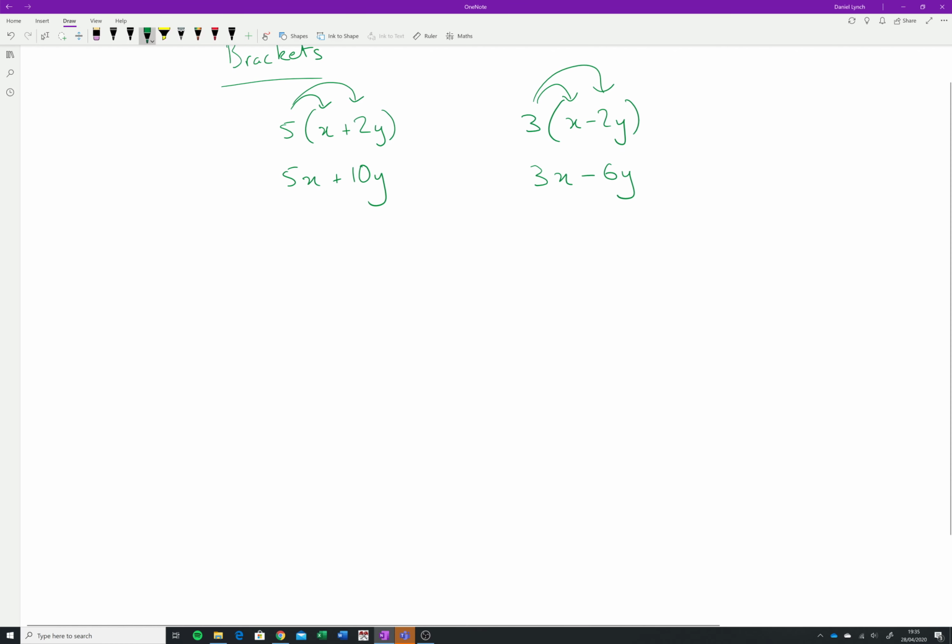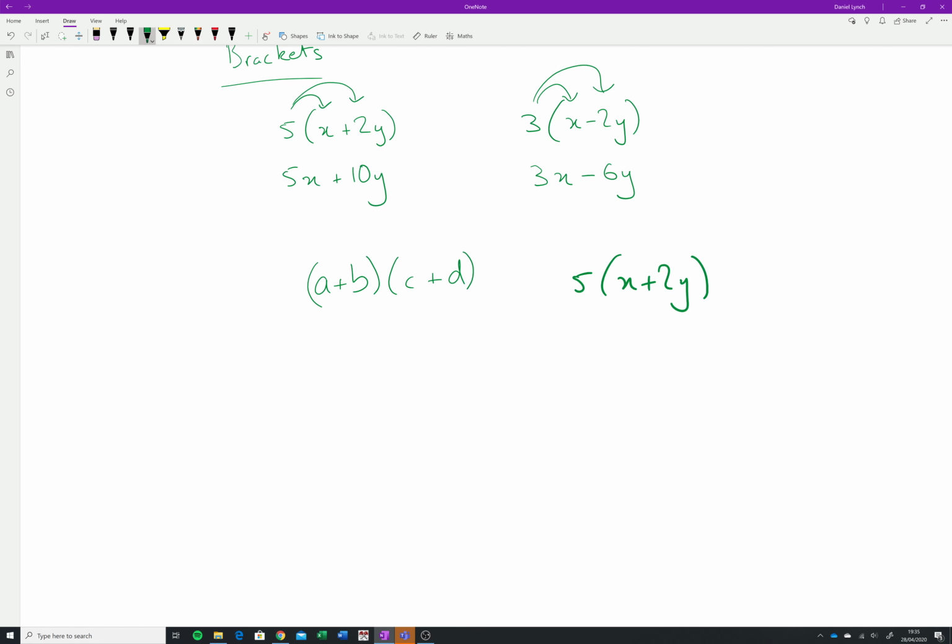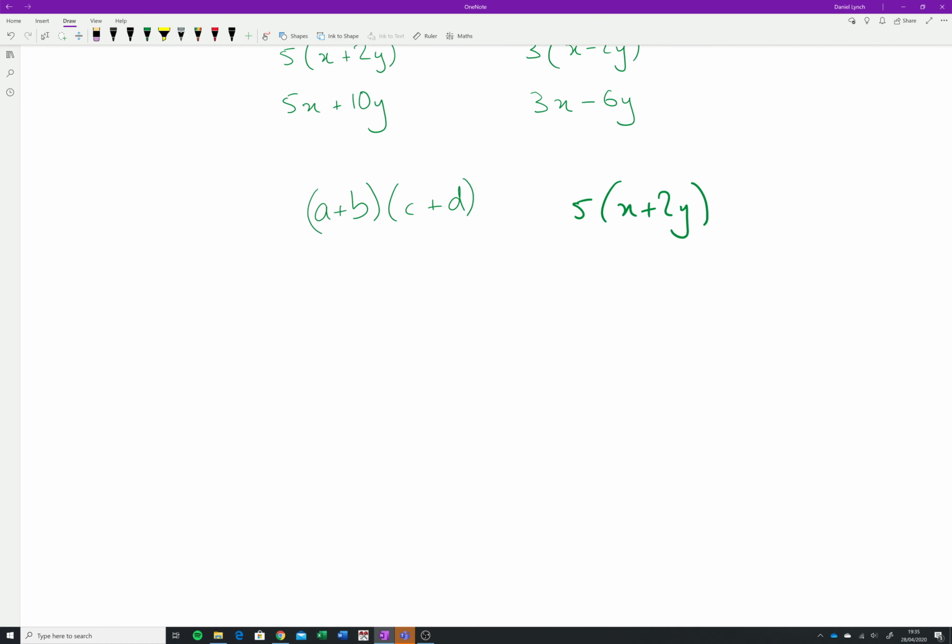What if we have, we'll make it a plus b times c plus d. In this case, if you want to think of it in terms of numbers, here's a good way to think of it. When we had 5 times x plus 2y, remember, we had 5 x's and 5 amounts of 2y. If instead of 5 by x plus 2y, you write it as 2 plus 3 times x plus 2y, what does that really mean?